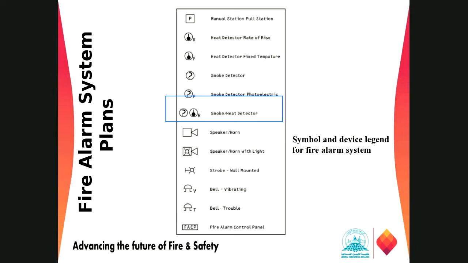Then we have the horn strobe, only speaker or horn. This is just a speaker or horn, but in the next one, if you can see, at the center they have put one circle, and like this, it means it is a strobe also, it is a horn also, and it is a strobe also, which is giving the flashing light. The combination of that one, right? If there is only a flashing light, this should be the symbol for that, right?